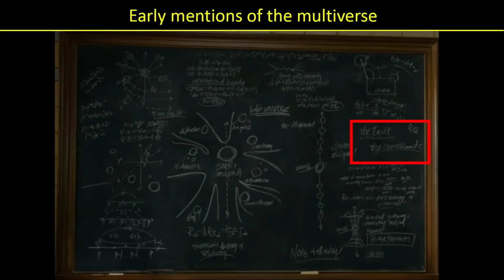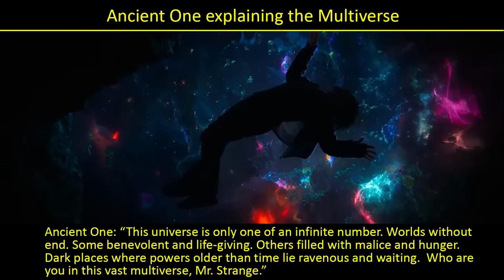But the biggest reference to the multiverse would, of course, be in Doctor Strange. The Ancient One explains the multiverse to Doctor Strange when she says, "This universe is only one of an infinite number, worlds without end, some benevolent and life-giving, others filled with malice and hunger. Dark places where powers older than time lie ravenous and waiting. Who are you in this vast multiverse, Mr. Strange?" So clearly, at the time of Doctor Strange, there wasn't just the MCU, i.e. one universe. There was a multiverse.